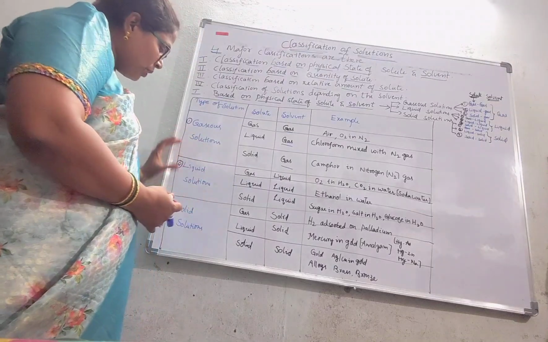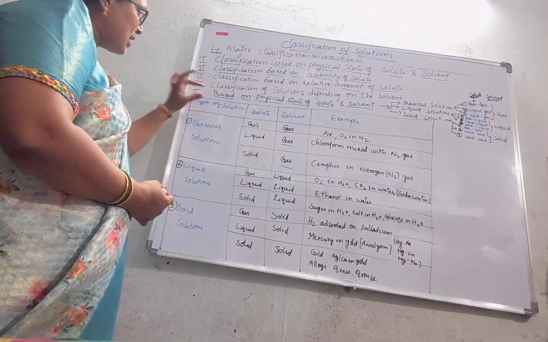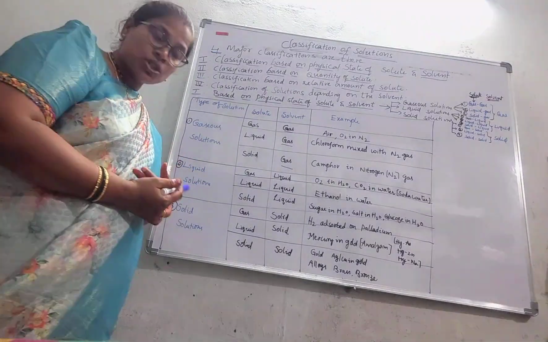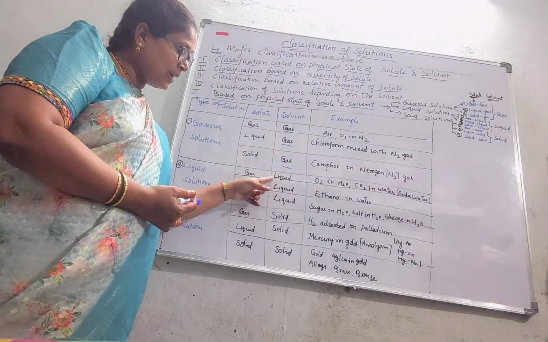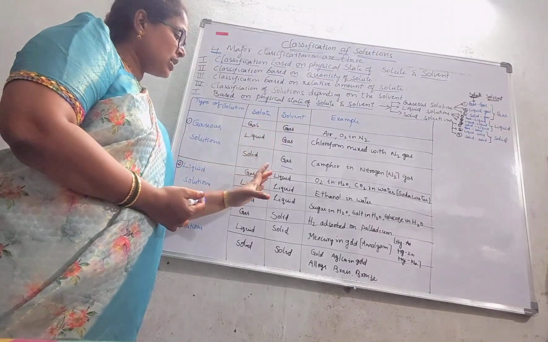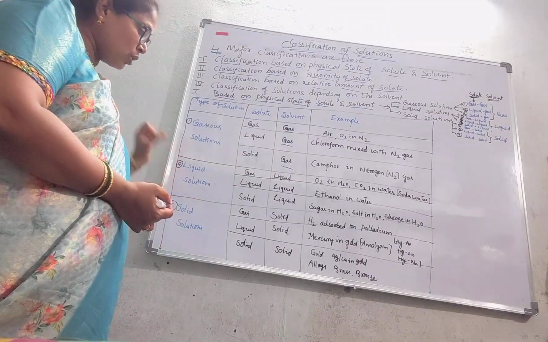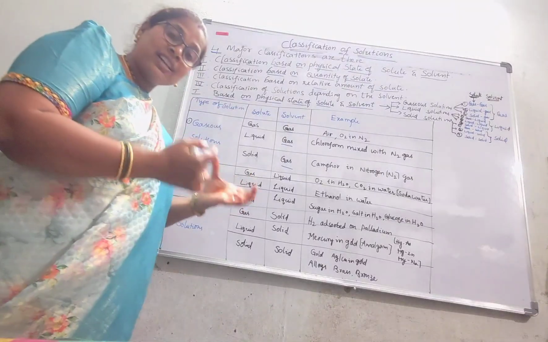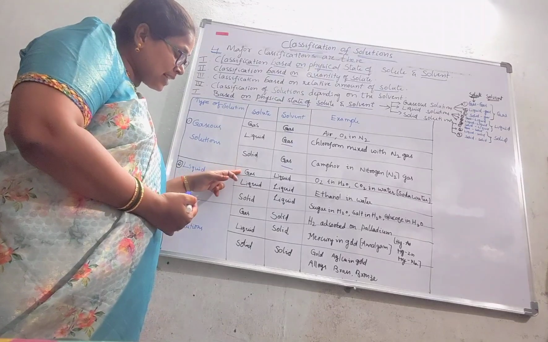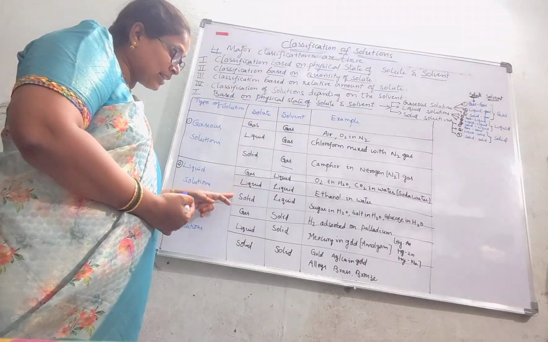Okay, next coming to the second type of solutions in the classification, that is liquid solutions. The solutions in which we always take a liquid as a solvent. What, ma? Liquid as a solvent. Such types of solutions are called liquid solutions. In this also we will change the state of the solute. Okay, first case gas, second case liquid, third case solid.